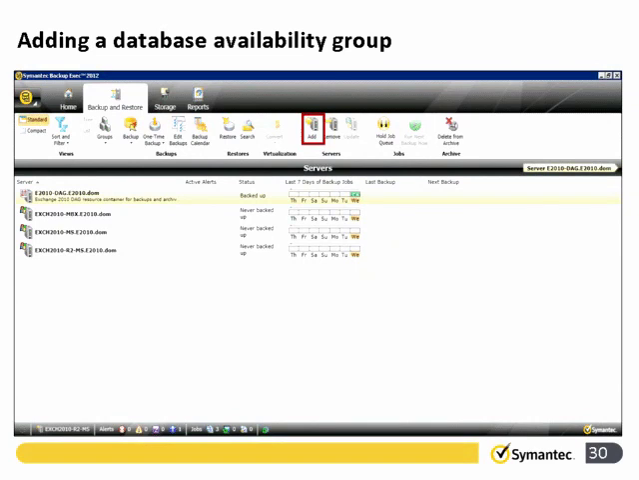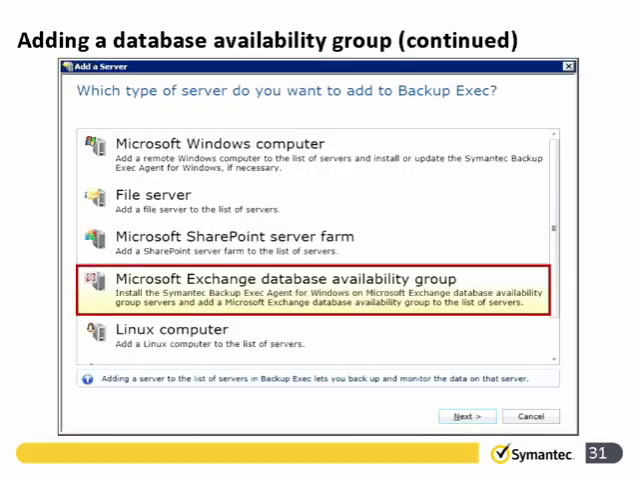To add a database availability group, I'm going to go to the Backup and Restore tab, click the Add button, and select Microsoft Exchange Database Availability Group.